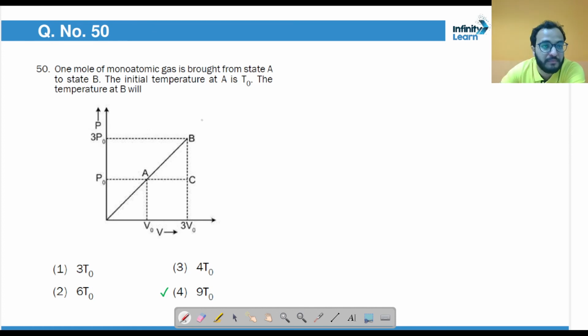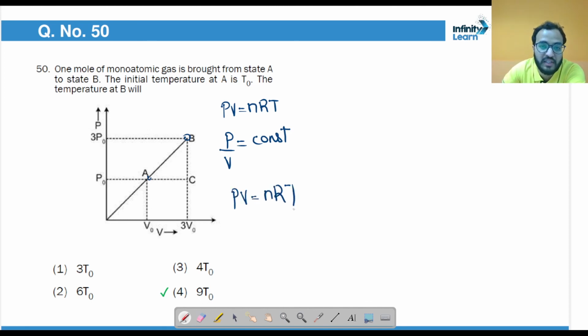Now here it's very simple. 1 mole of a monatomic gas is brought from state A to B. Initial temperature is T naught. The temperature at B will be, okay, see, PV equals nRT. We can clearly see that P is directly proportional to V, right? Or I can say that P by V is a constant. So PV equals nRT, and P is directly proportional to V.